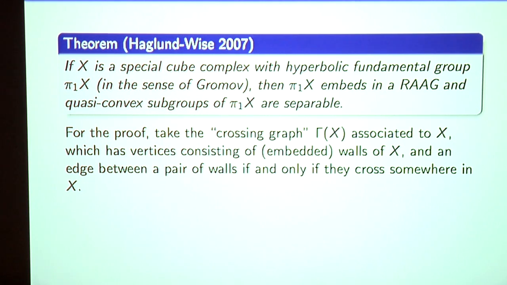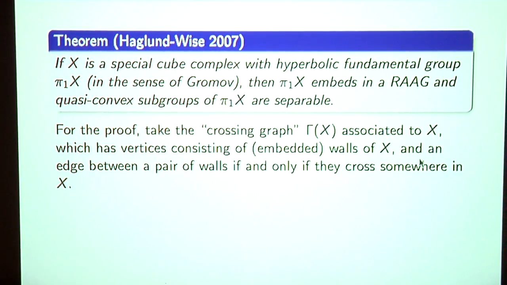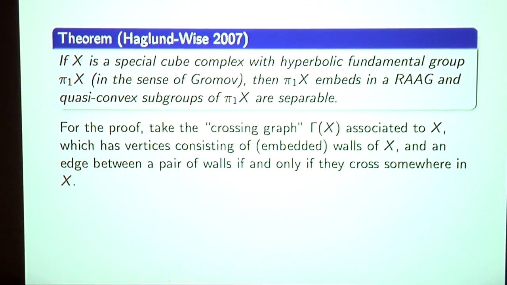So for the proof, how do you get a right-angled Artin group? Well, you take a graph that has a node for each embedded wall of X, so each component of the wall is embedded. And you take an edge when two walls cross each other.